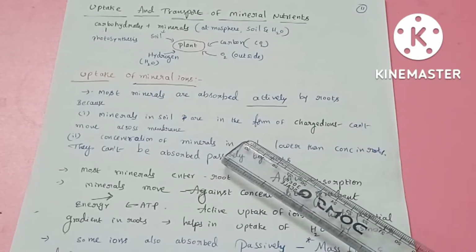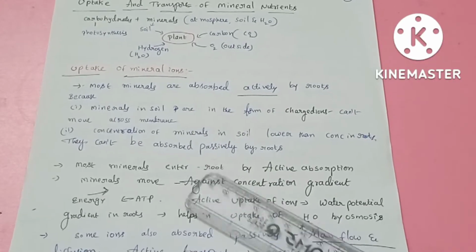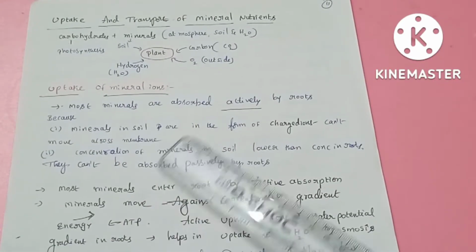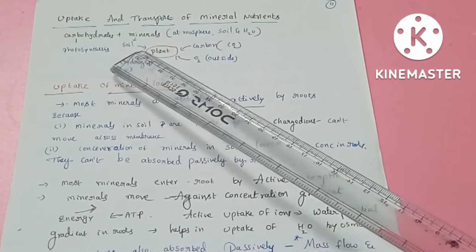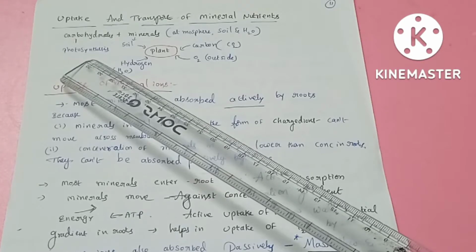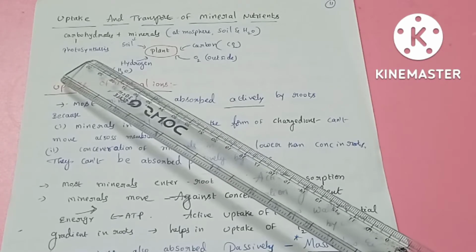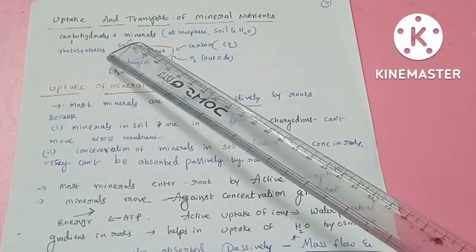Today we are going to study about uptake and transport of mineral nutrients. The plant not only requires carbohydrates but also minerals. We know how carbohydrates are obtained by the plant: by the process of photosynthesis, they prepare the carbohydrates. And how do these minerals enter into the plant?